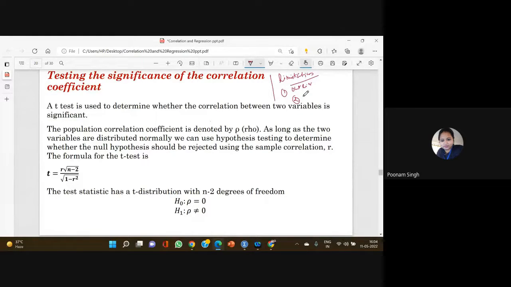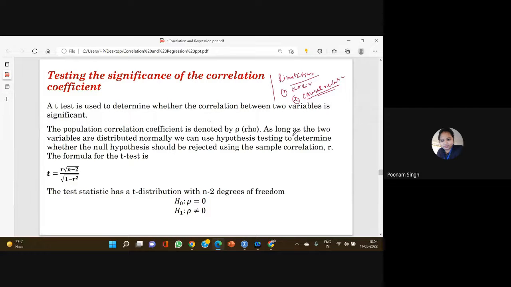Correlation does not imply the causal relationship. Causal relationship means you cannot interpret from the result that one variable causes the change in another variable. No. From the data you can't interpret such things. If there is a strong correlation between two variables, that strong correlation does not imply any kind of causal relationship or causal link between the variables.